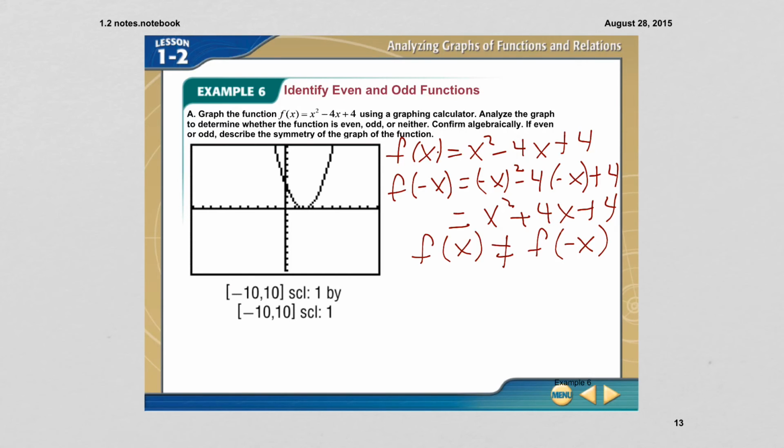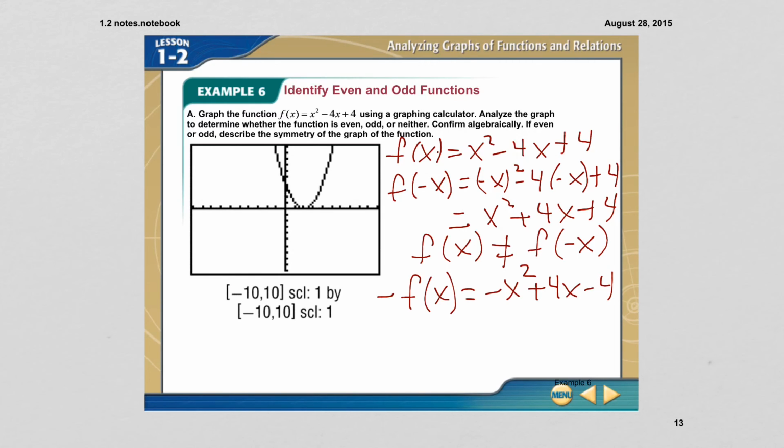Now we've got one more to check. We already know what f of negative x is. We need to check negative f of x. Well, that means all I need to do is change all the signs of my function. Positive x squared becomes negative x squared. Minus 4x becomes plus 4x. And plus 4 becomes minus 4.